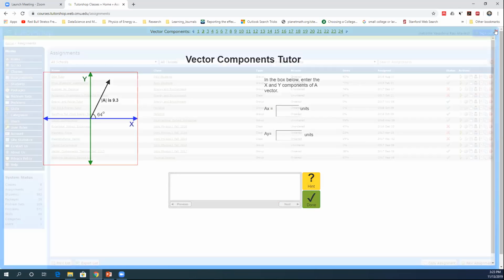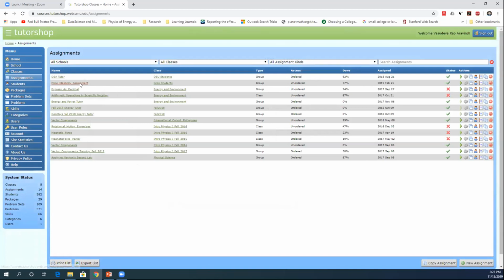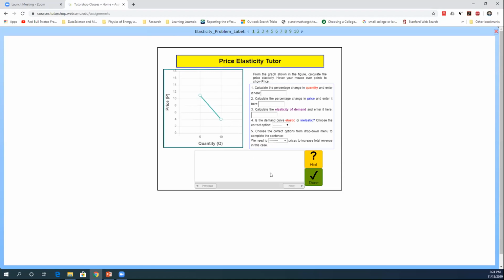I would like to demonstrate one other tutor that we did in economics, please pardon me, I'm not an economist myself. I did this in collaboration with one of our economics professors. I made the program for this tutor, but actually I don't know how to calculate the price elasticity, so let me make my best effort. This is a price elasticity tutor that we implemented in an economics classroom.